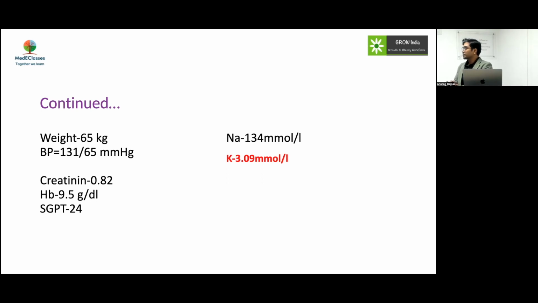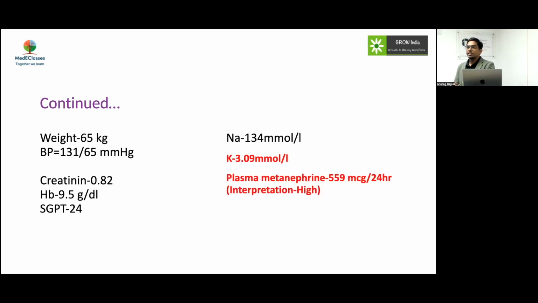I think this is again a big message. Normally we say if somebody is on thiazide and has hypokalemia, we say thiazide induced. But you need to keep your eyes and ears open. So if you have spontaneous or thiazide induced hypokalemia, you still have to keep the possibility of primary aldosteronism on the higher side.